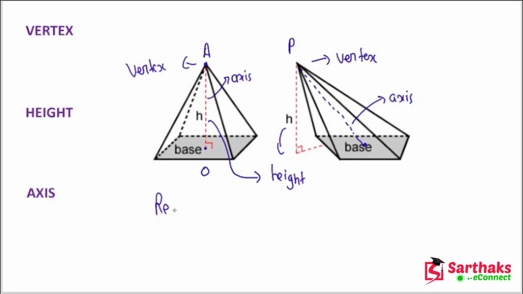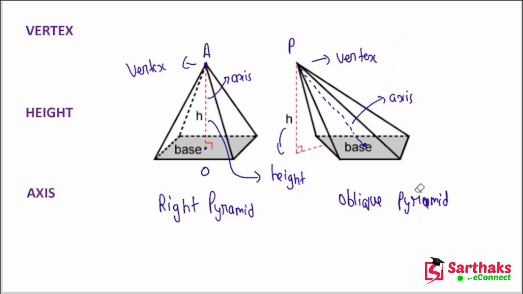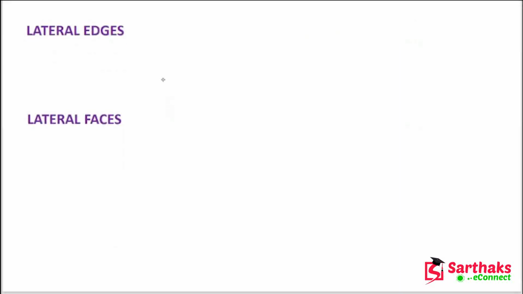Let me write it. This is the right pyramid, not regular. Both are right; regular is a different thing. And similarly we have here oblique pyramid. Okay, so let us move on to lateral edges and lateral faces, like as we have talked in the prism. So let us first define what is a lateral edge, and then we'll talk about lateral face.